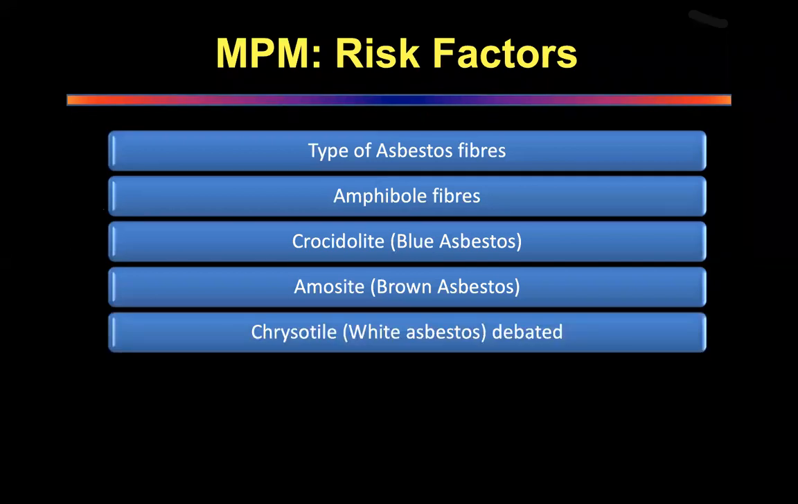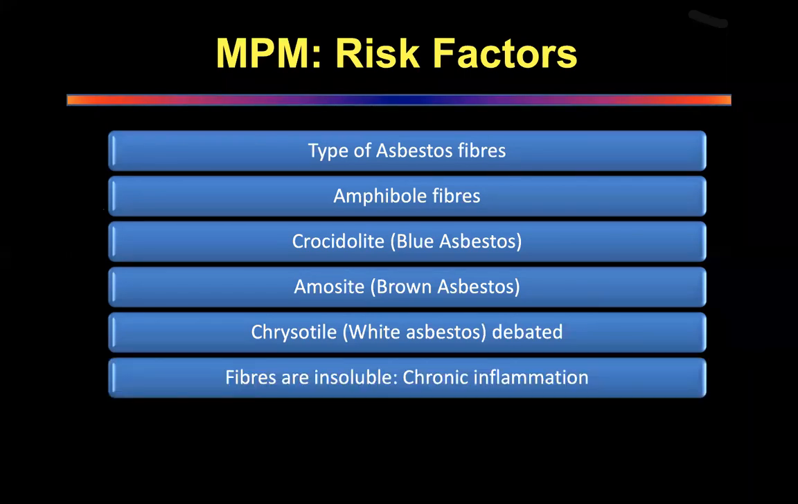Surprisingly, the white asbestos which we see in our day-to-day life, there is really not enough evidence at the moment to correlate the white asbestos, which is chrysotile, with mesothelioma. There is still a lot of debate going on about that. But if you are asked in the exam, what is the type of asbestos fiber, you have to say amphibole. Okay, that's the one that's associated.